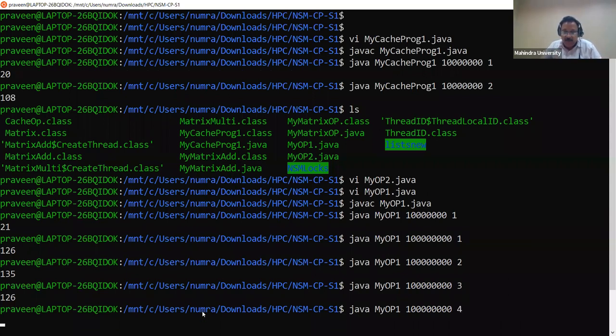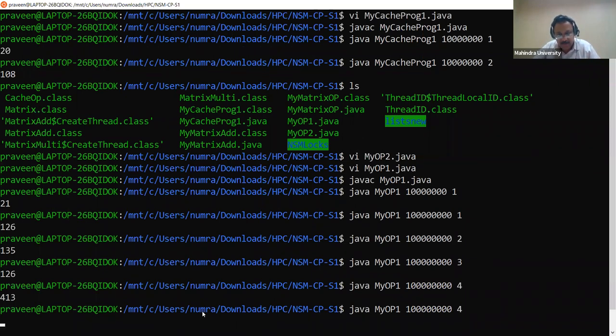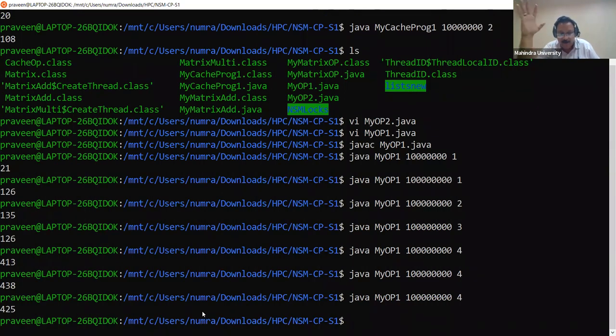When choice is four, let us see. It takes 413 milliseconds. If you want, you can execute it multiple times. Yes, it is 413, 438, and 425. Based on all these things, what can we conclude? We can conclude that integer division is the costliest operation as compared with the remaining arithmetic operations.